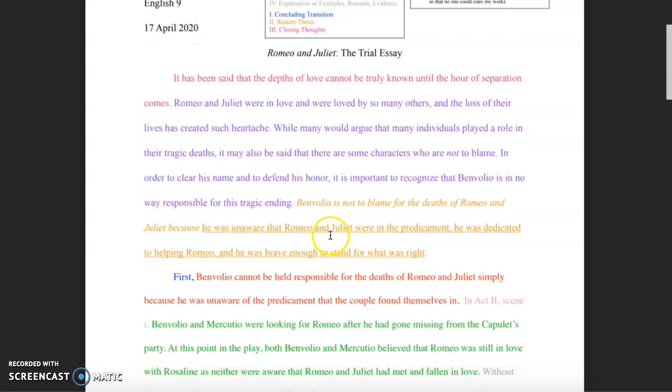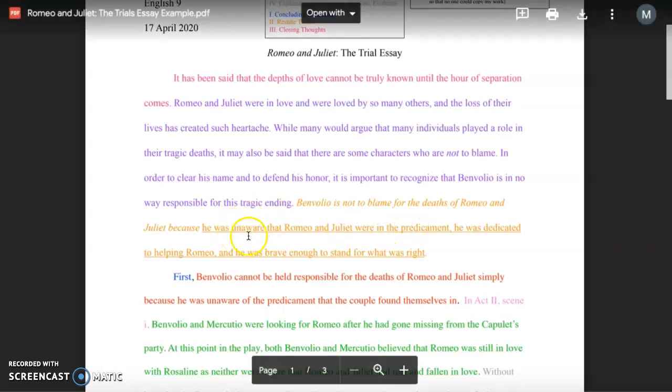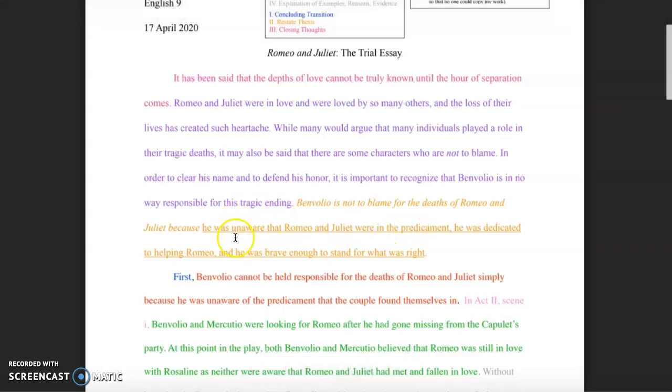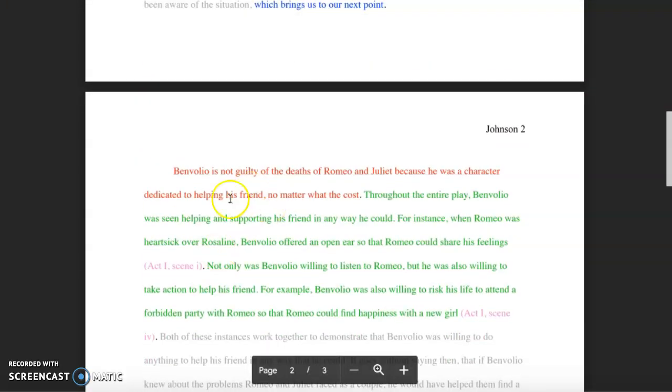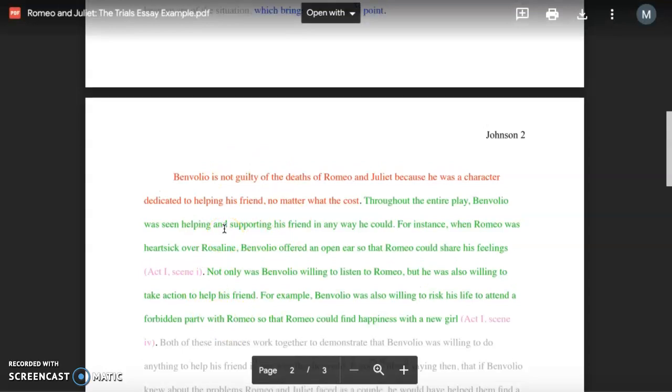One thing that I want to point out to you is that the order that you list your reasons why should be the same order that you talk about them in your paragraphs. So for instance, my first reason that I listed was that Benvolio was unaware of the predicament, and that's the first thing I talk about here. The second thing I listed was that he was dedicated to helping his friend, which is what I talk about in my second body paragraph.